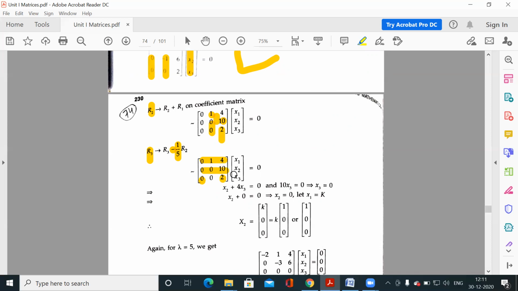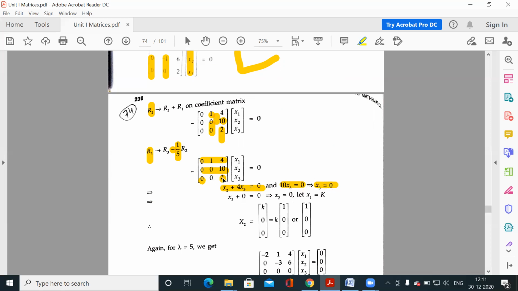Now how many independent variables are there? We have 3 variables and rank is 2. So what is the difference? 3 minus 2 is 1. So one variable would be independent. So solving this, the equations are 0x1, 1x2, 4x3. So x2 plus 4x3 is 0. And second equation, 0x1, 0x2, 10x3 is 0. So similarly 10x3 will be 0 when x3 is 0. So x3 is fixed, it is 0.